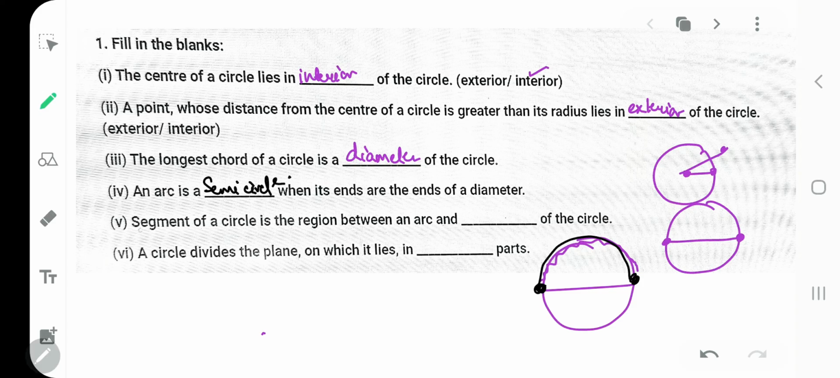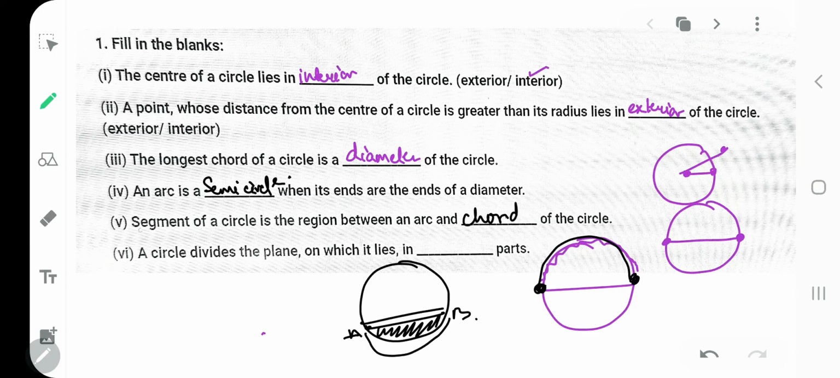Next we have a segment of circle is the region between an arc and a dash of circle. If I give you something like this is your chord AB, then this part will be called as a segment. Got my point clear? So what is a segment? It is between arc and chord. The area between arc and chord. Getting my point clear? Next we have a circle divides the plane on which it lies in dash parts.